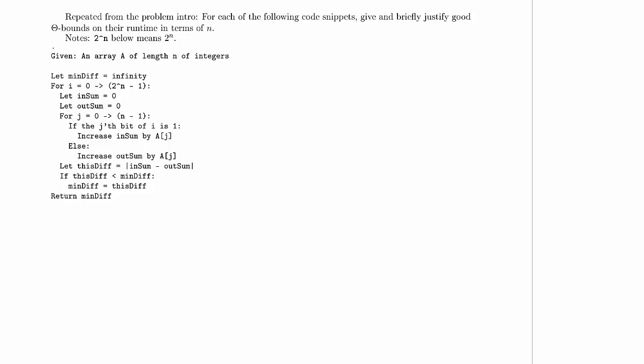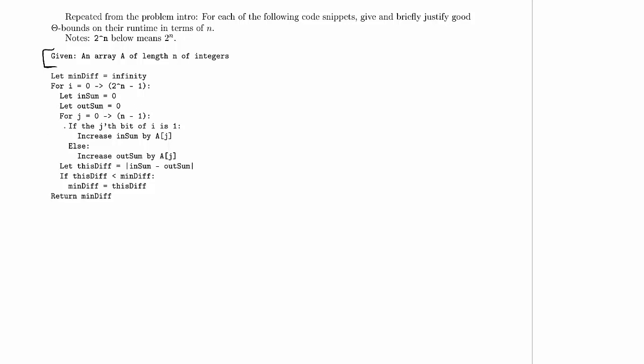Now this little piece of code tells us that we're given an array A of length n of integers. So our n this time is the length of the array that's input. And we start out with some variable called mindiff being equal to infinity. And then we loop over i from 0 up to 2 to the n minus 1. We let inSum, another variable, be 0, and outSum be 0. And then we let j range from 0 to n minus 1.